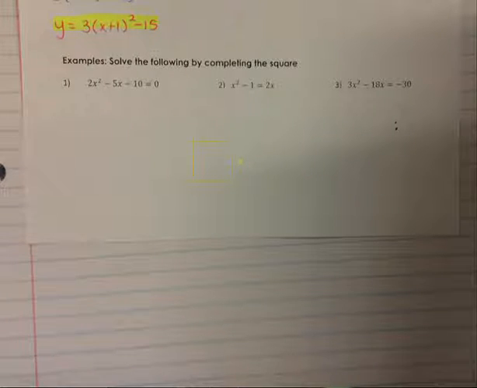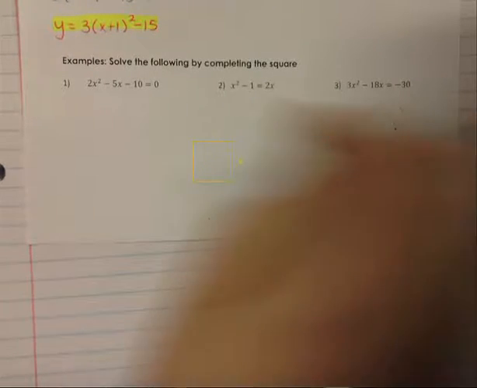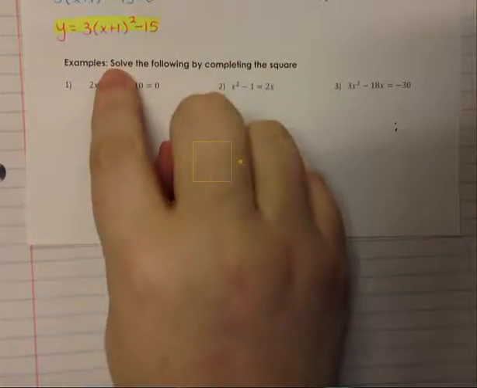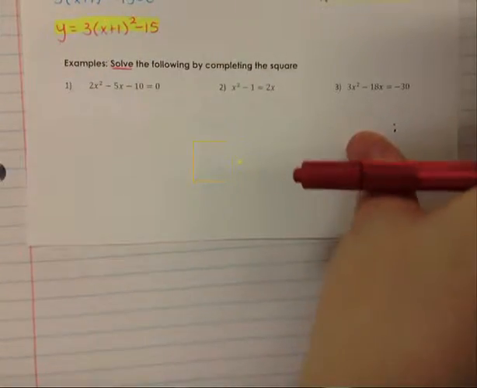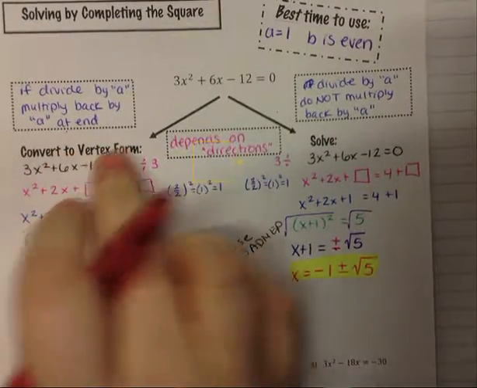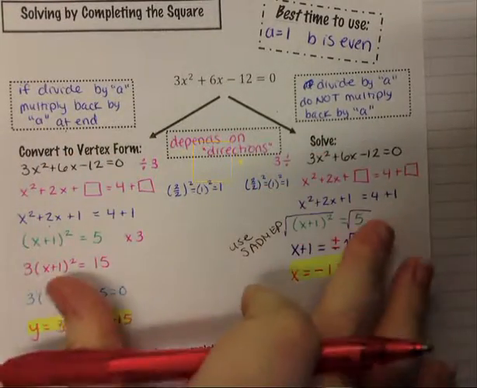This video is on solving quadratics by completing the square. We're going to do 3 examples. It says solve the following by completing the square. Because it says to solve, we have to make sure we read the directions. Because it says solve, if we follow this chart up here, we're not converting to vertex form, but we are solving. So these are examples I've already done.